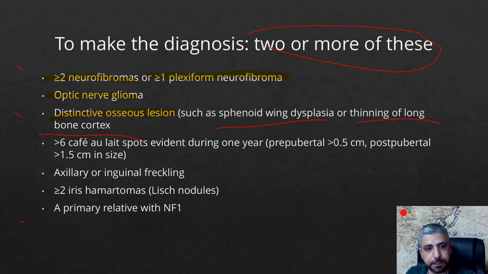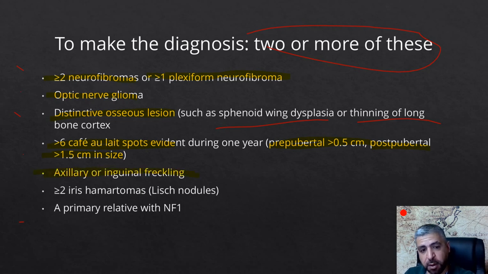Also, we have more than 6 cafe au lait spots. Cafe au lait spots are skin patches that look like cafe au lait in color. If we have more than 6 cafe au lait spots, pre-pubertal, they should be more than half a centimeter in diameter. If it's post-pubertal, they should be more than 1.5 centimeters in size.